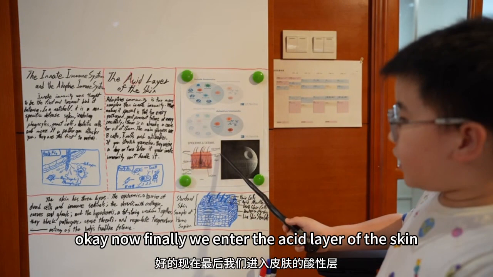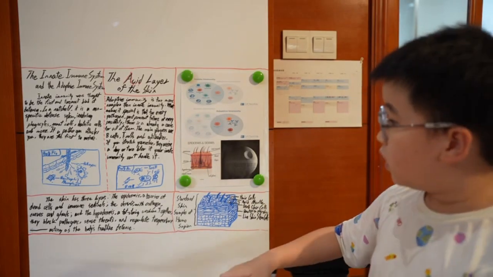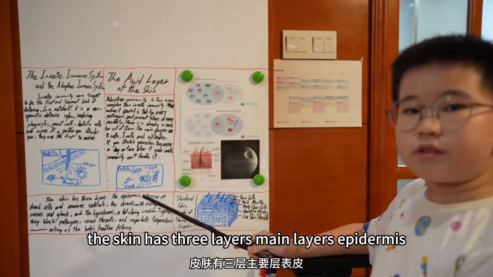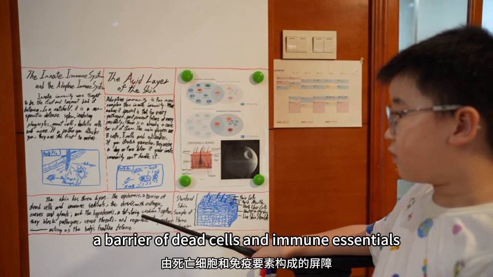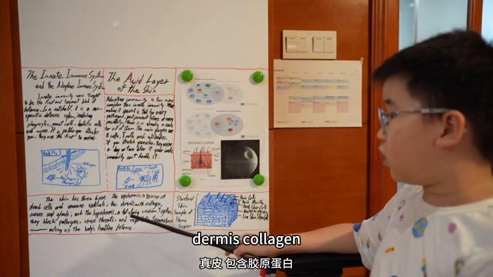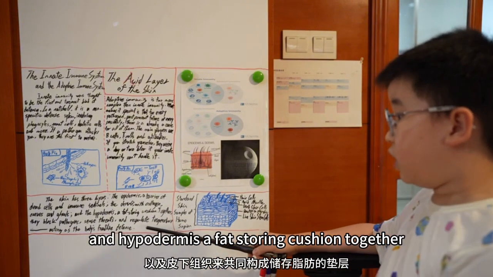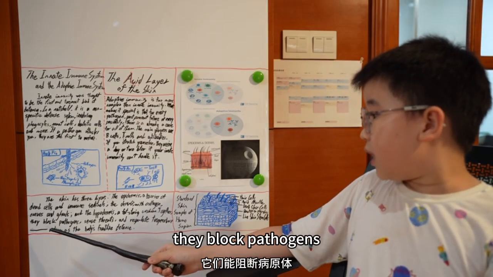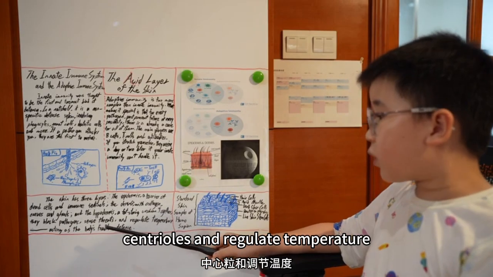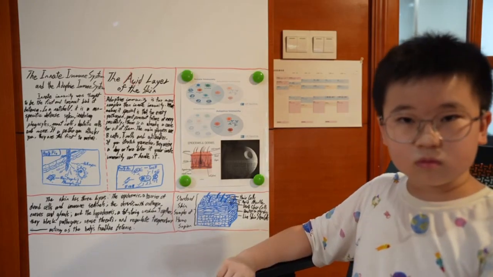Okay, now, finally, we enter the acid layer of the skin. The skin has three main layers. The epidermis, a barrier of dead cells and immune sentinels. The dermis, with collagen, nerves, and glands. And the hypodermis, a fat-storing cushion. Together, they block pathogens, sense threats, and regulate temperature, acting as the body's front-line defense.